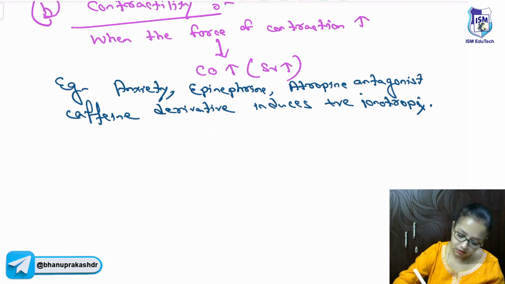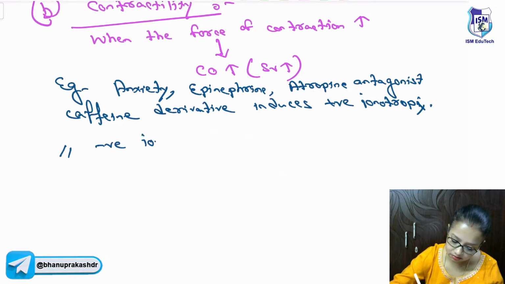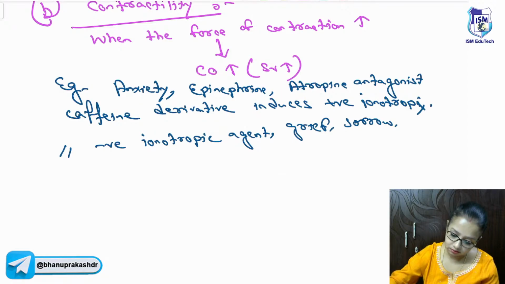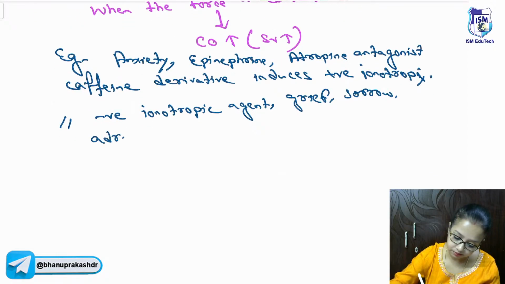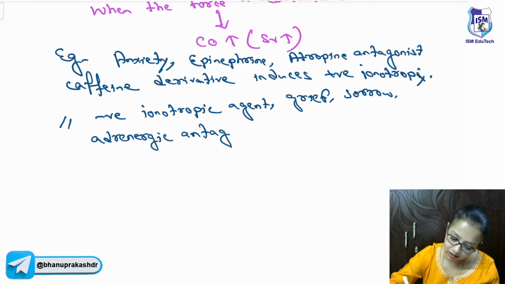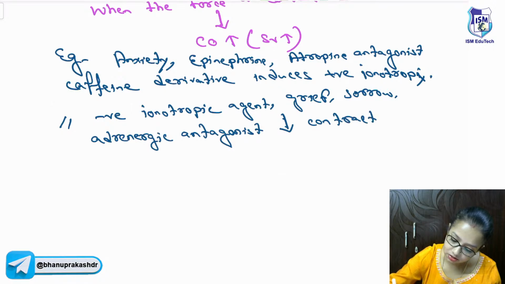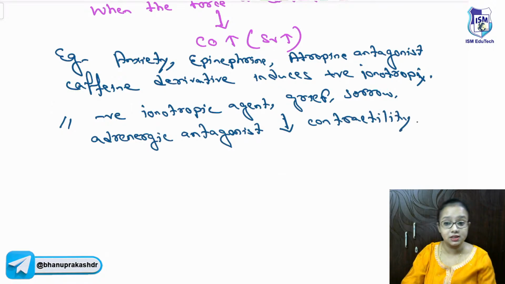Similarly, negative inotropic agents: grief, sorrow, adrenergic antagonist decreases contractility. These are the agents.